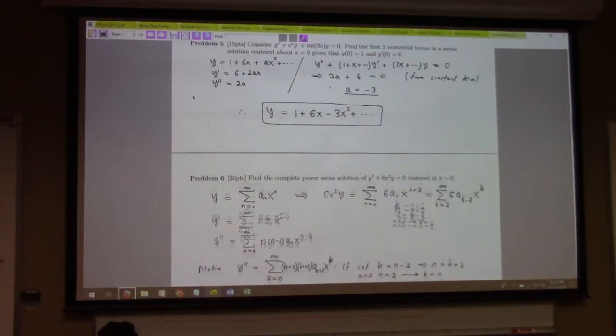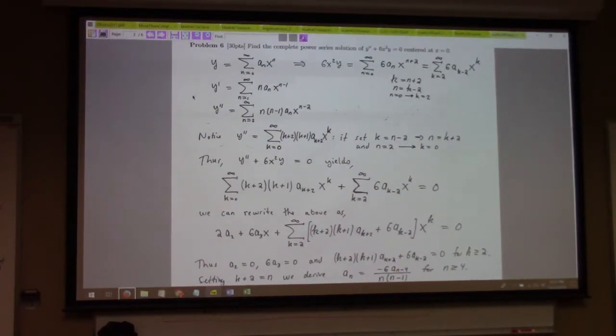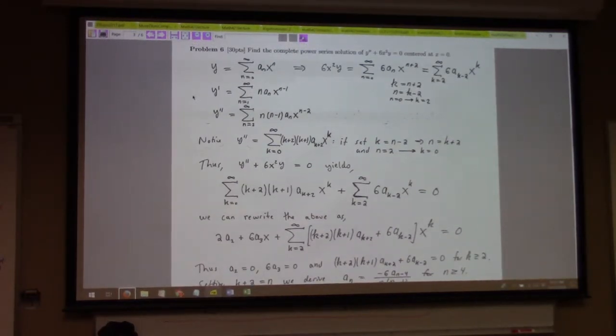This number 6, I think, is an awful lot like the problem I assigned you guys, isn't it? You have y'' plus 6x squared y, find the complete series solution. I mean, that is an awful lot like the one I actually gave you guys.